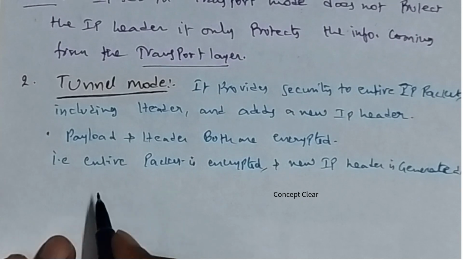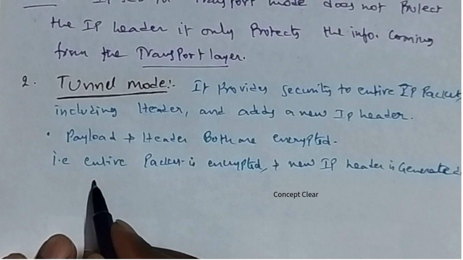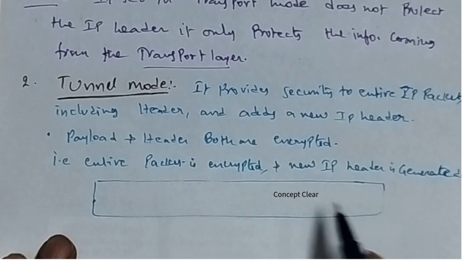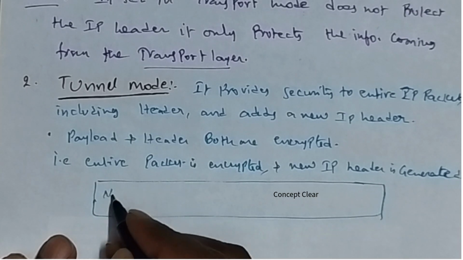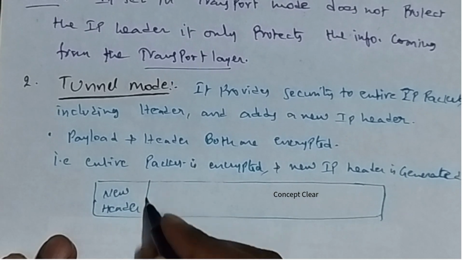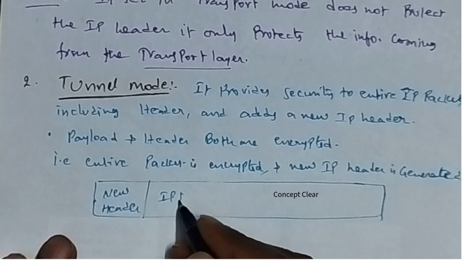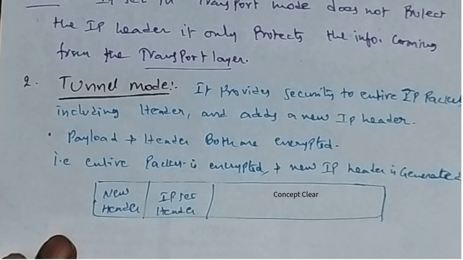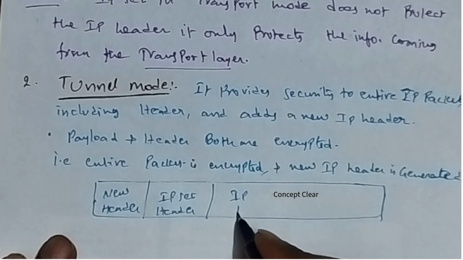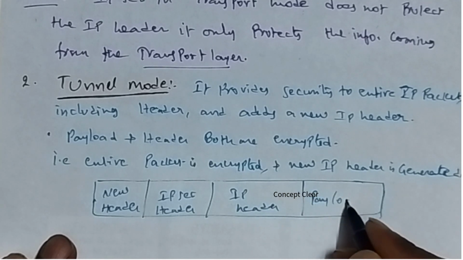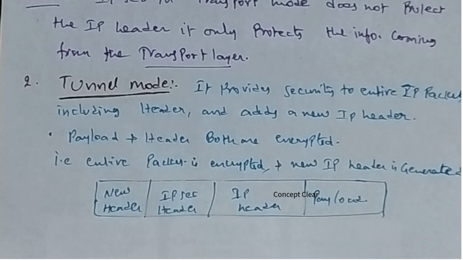Okay, here what is the new IP header? Okay, here the IP packet will be like this. The header will be like this. Okay, see what is the header here? The new header and IPsec header. It is the original header. Okay, and IP header, and the last one is the payload.